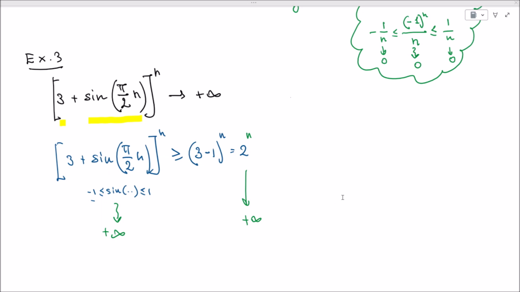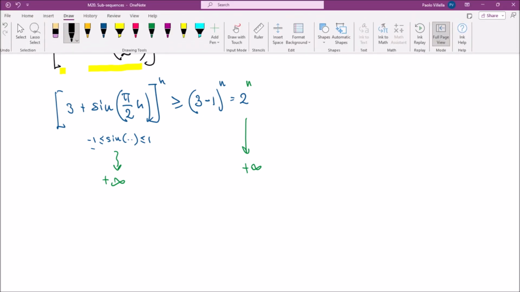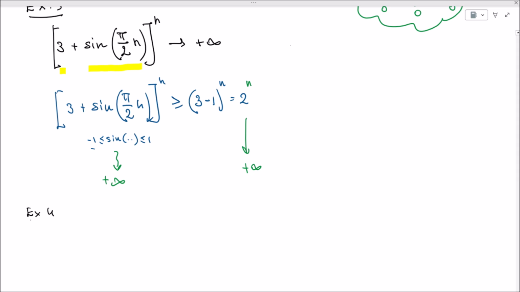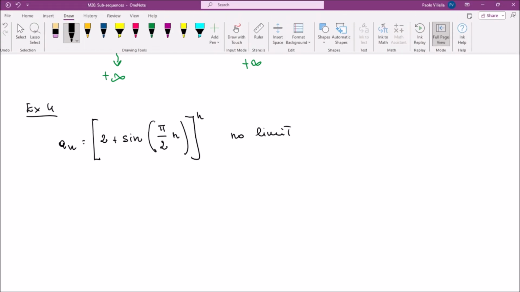A totally different behavior can be observed if we replace this 3 with the 2. So let's go with example 4. Let's study the sequence a_n equal to 2 plus sine of pi over 2 times n, all raised to the n. And I say that this sequence has no limit. Now, why is that? Let's see this at the level of intuition.